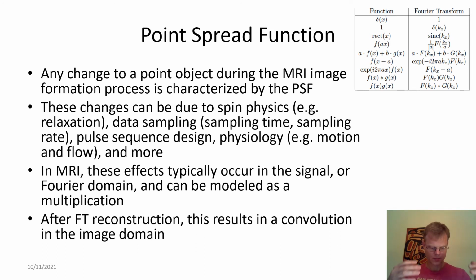Okay, so now trying to put some of these pieces together. This is basically the definition of the point spread function: any change to this point object during the MRI image formation process is characterized by this point spread function. And we can use this in many ways. It's very powerful. You can calculate changes that happen during the imaging process due to the spin physics like relaxation, due to data sampling, so the sampling time or the sampling rate, things about our pulse sequence design that can impact the point spread function, physiology like motion and flow, and more.